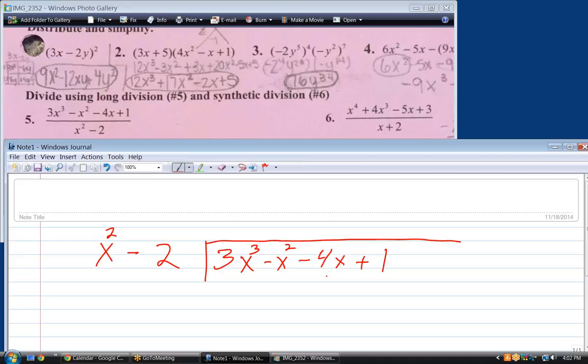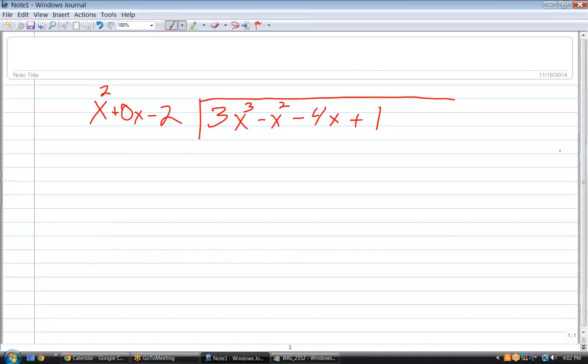You have to do the same thing for the divisor. In other words, I'm not going to divide it by x squared minus 2. I'm going to divide it by x squared plus 0x minus 2. And now when you do the division, the first step is always just to take this term and divide it into this term. So what do you get?